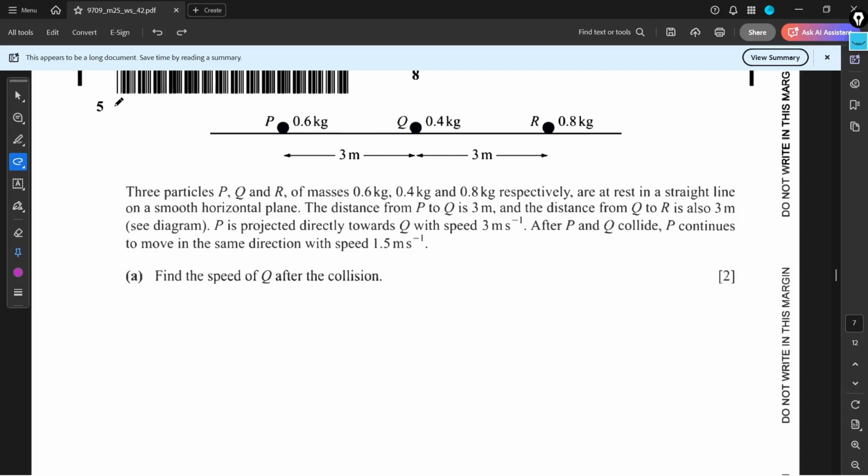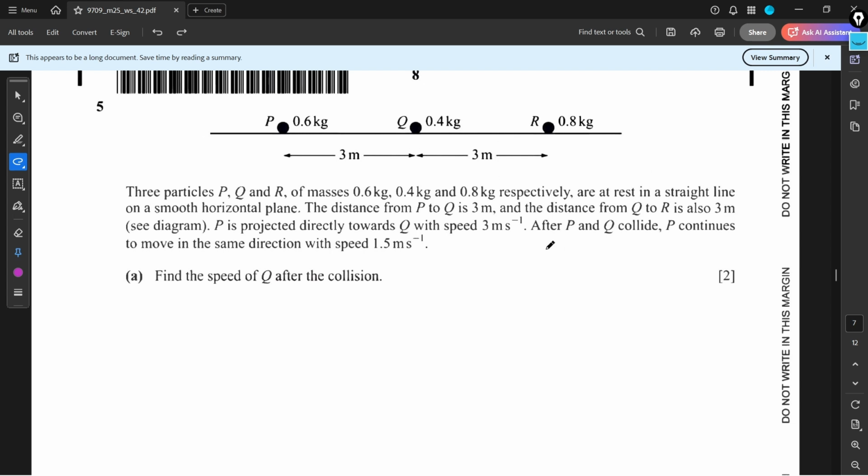Now moving on to the fifth question, we have three particles P, Q and R of the respective masses as shown in the diagram, which are initially at rest in a straight line on a smooth horizontal plane. The distance from P to Q is 3 meters, and Q to R is also 3 meters. Now P is projected directly towards particle Q with an initial speed of 3 meters per second. And because the plane is smooth, it means that the velocity is not going to decrease. My velocity is going to be constant.